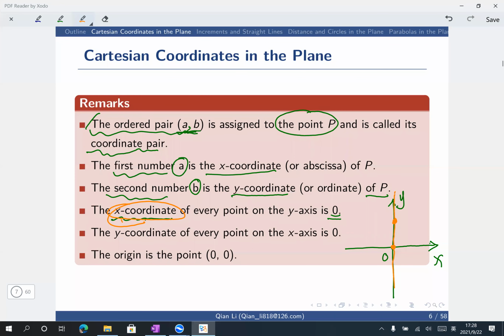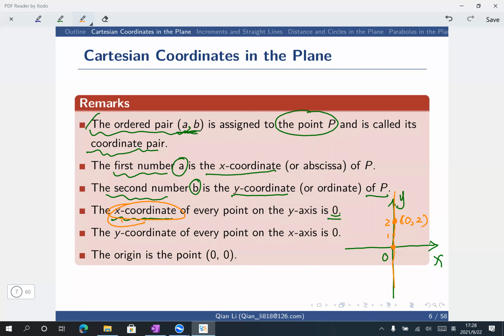So this point's x coordinate will be 0, right? If this is 1 and this is 2 on the y-axis, then this point will be (0, 2), right?